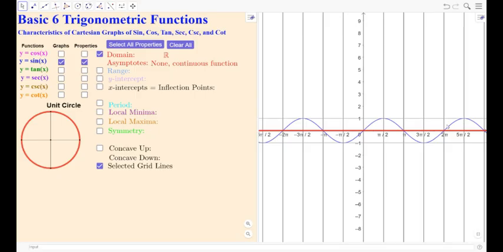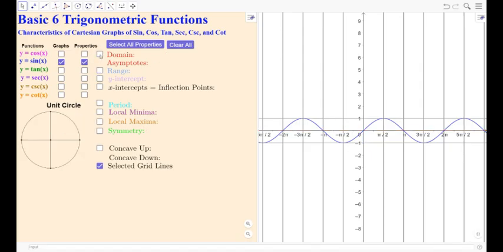Okay, so the next question is, well, what about the range? Now remember, sine is the y values over here on the unit circle. So when we look at the range, the y values go from -1 to 1, which means that that's the y values that you have here. So if we project onto the y-axis, we see that we're going from -1 to 1 for the range.